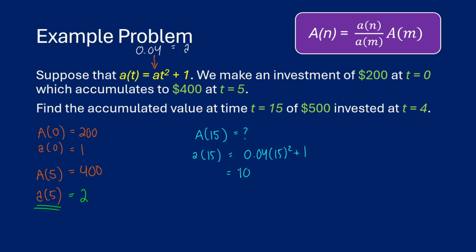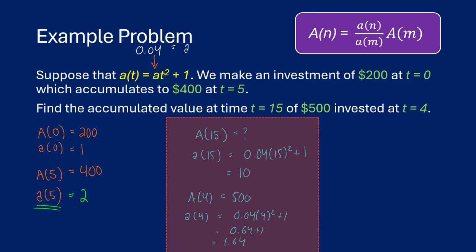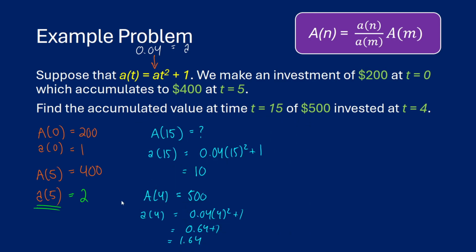So this is 10. Now, in terms of our other information, we know that big A of 4, the amount that we have in, is going to be $500. And little a of 4 is going to be 0.04 times 4 squared plus 1. That's 16 times 0.04, which is 0.64, plus 1, which is 1.64. Now that we have 3 out of our 4 values at these times, we can figure out what big A of 15 is.